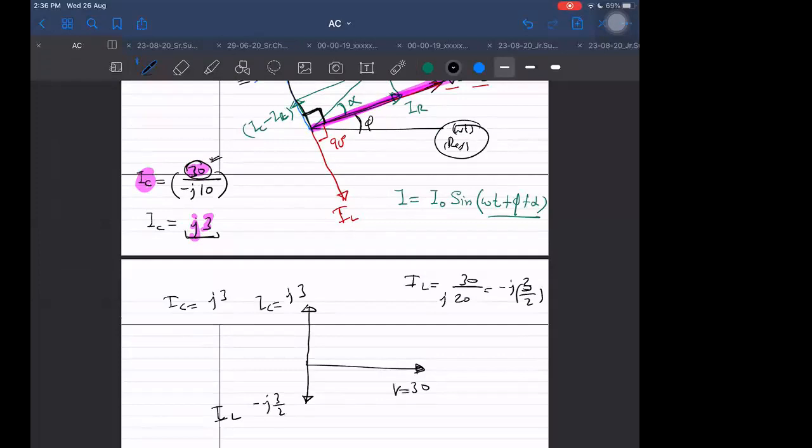Now, what about the third one, IR? IR is simplest. Simply V by 5, that is 30 by 5, which is equal to 6. 6 units, let us say it is here. Okay, this is here. So I want to get the resultant current. So how will the resultant current be obtained? First of all, I will take this minus this, which we are getting as 3 by 2. 3 by 2 upwards. So it is IC minus IL finally, which is just 3 by 2.